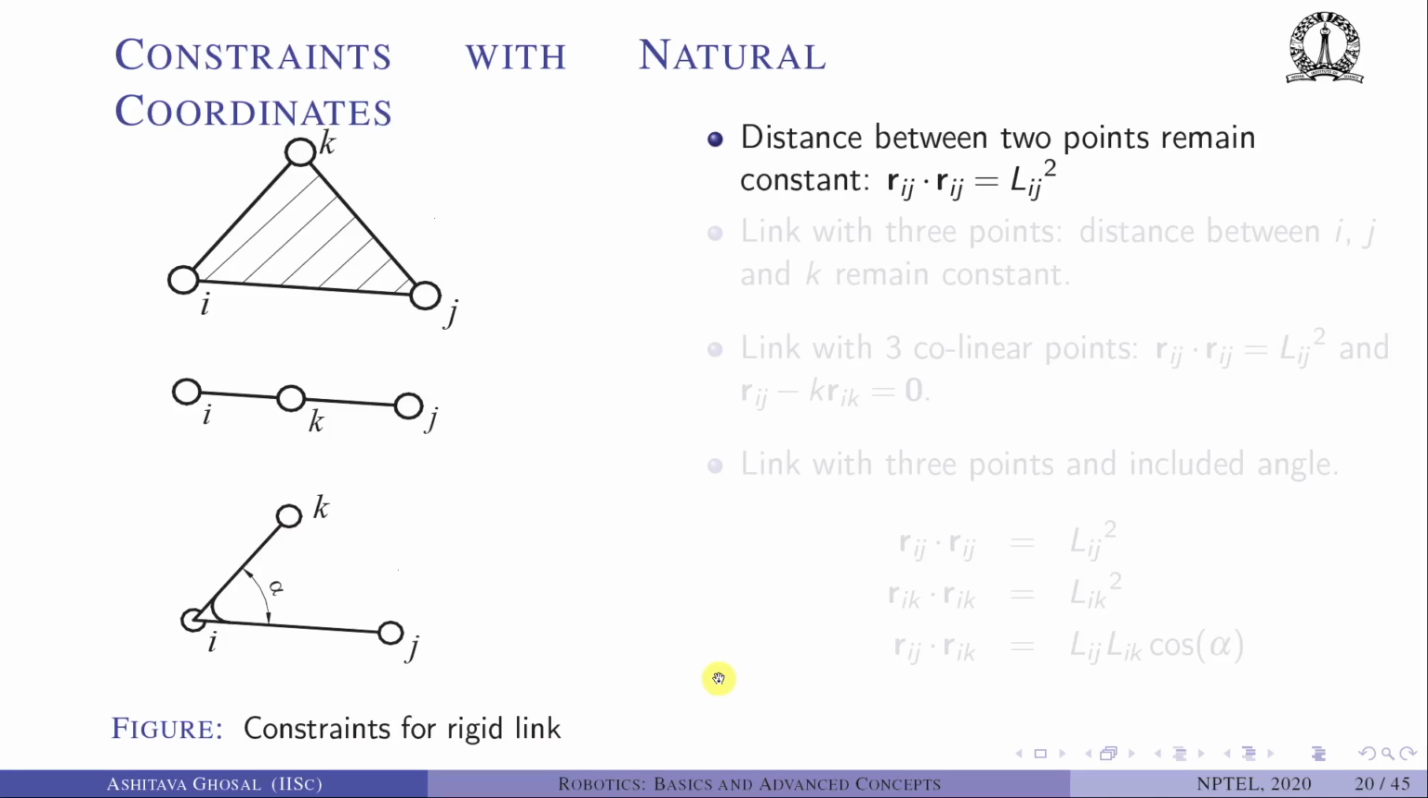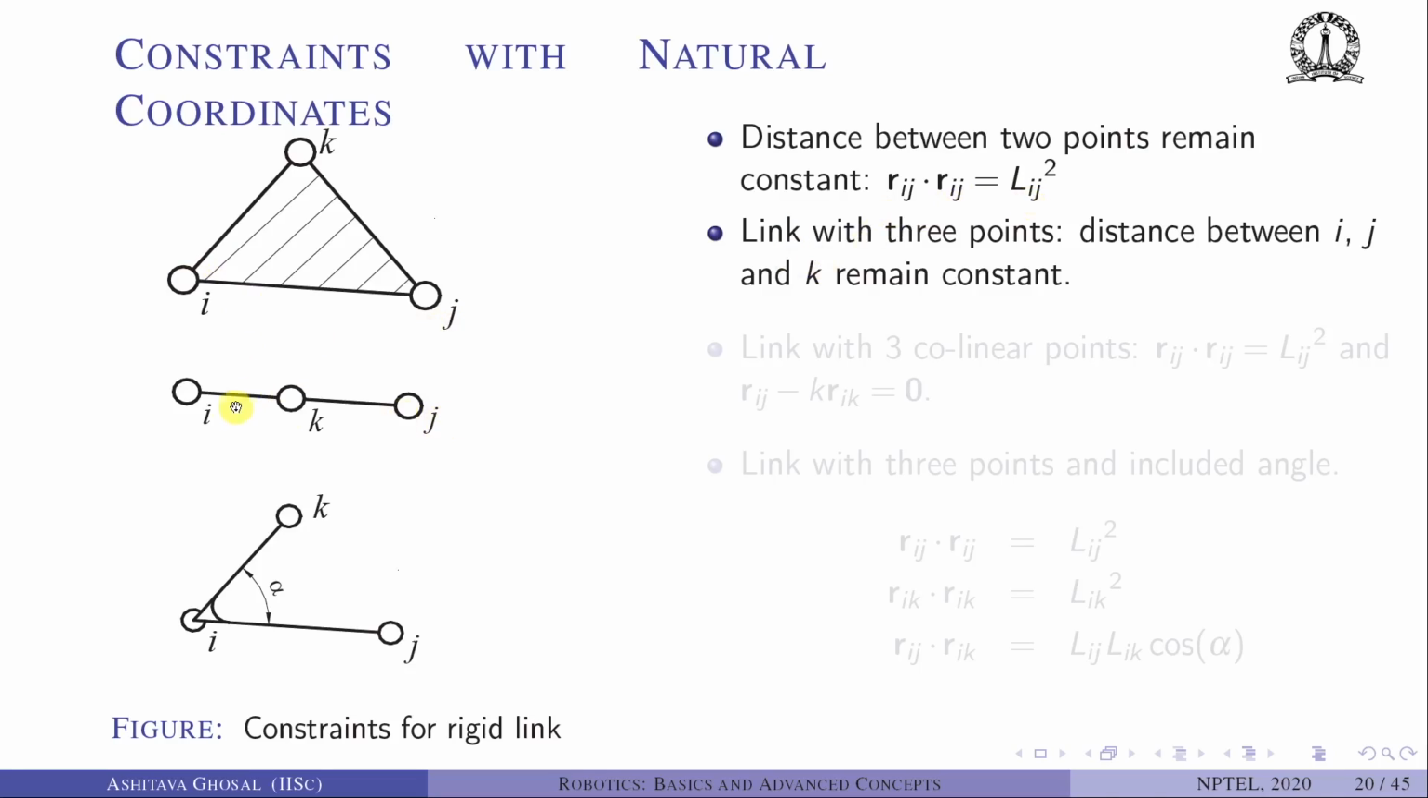So what are the constraints in general when you use natural coordinates? I have given you those equations, but where do they come from? The basic first thing is the distance between 2 points remains constant. So the distance between i and j in a link, or any other points in a link, will remain constant. So Rij dot Rij is Lij square.